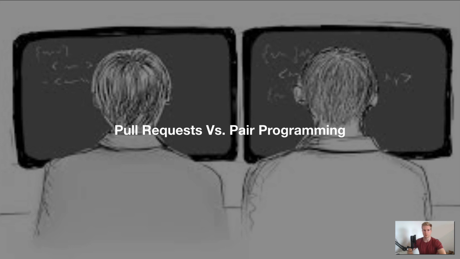And then let's have a look at the paradigm between pull request and pair programming, which are both popular techniques used in modern software development, and they have some overlap and also some different purposes.